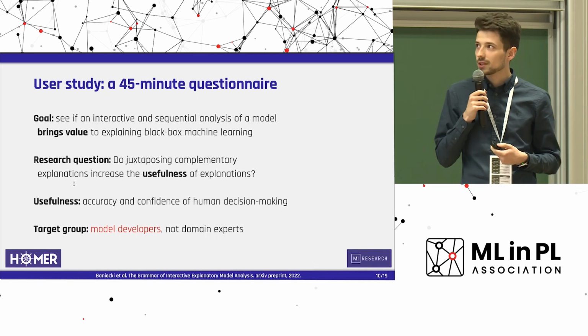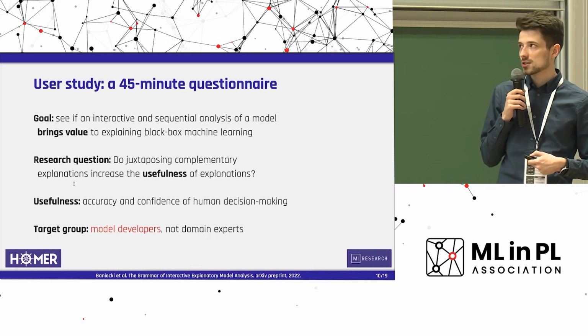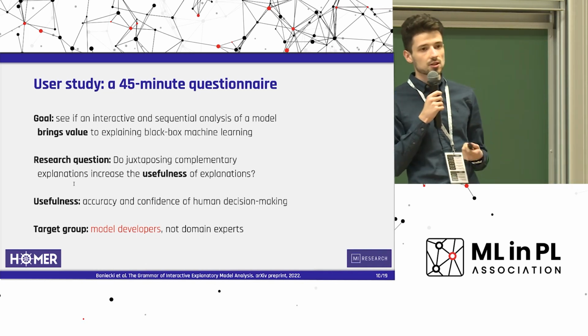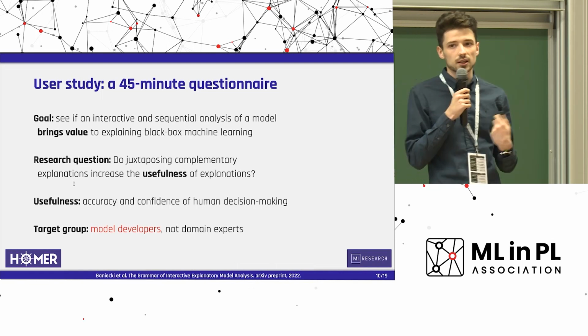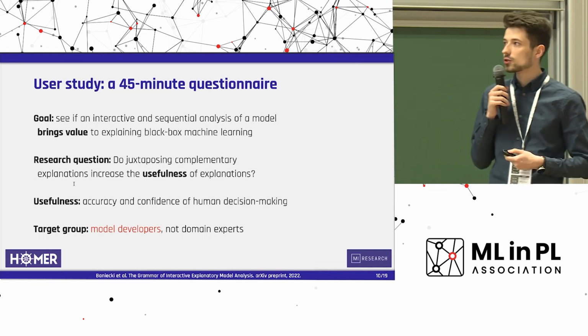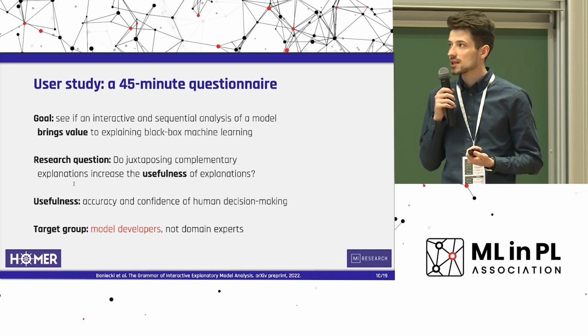What can be useful in an explanation? They increase the accuracy and confidence of human decision making. A human has to make some decision based on the model and its explanation, and we want to see if we show him a sequence of explanations, he will better answer some questions. Our target group in this user study were model developers, not domain experts.